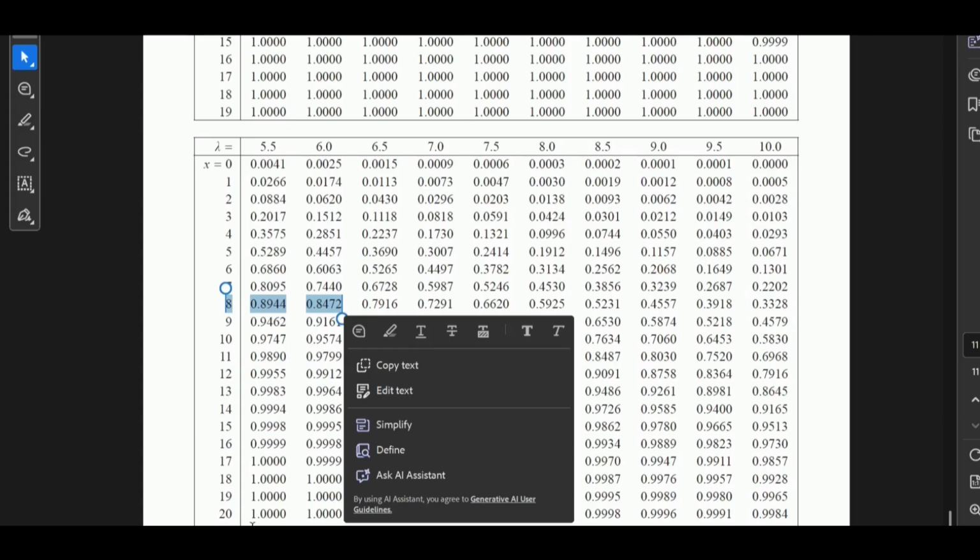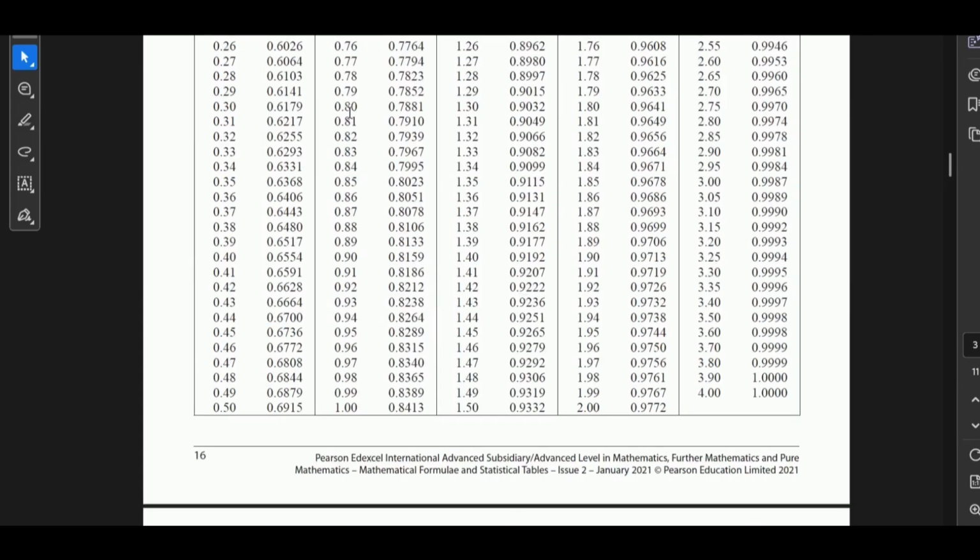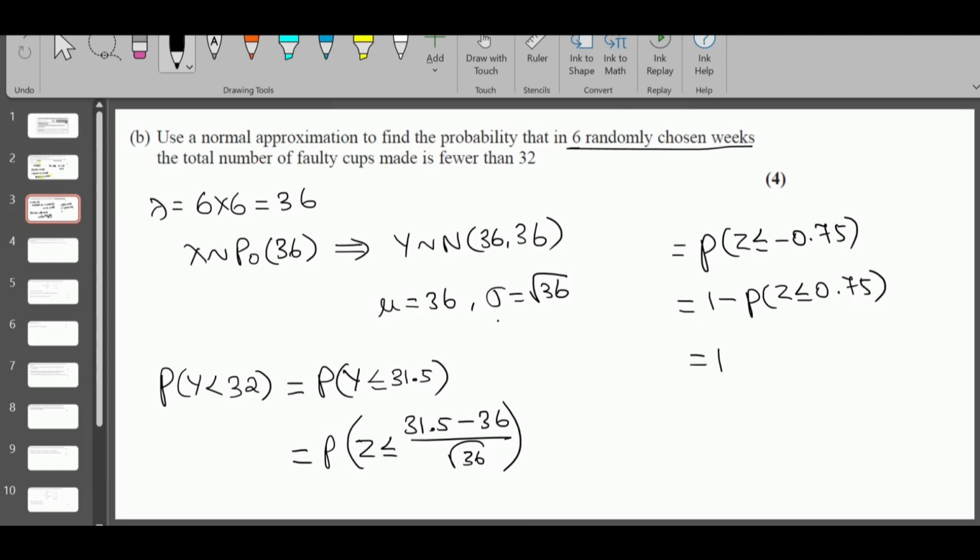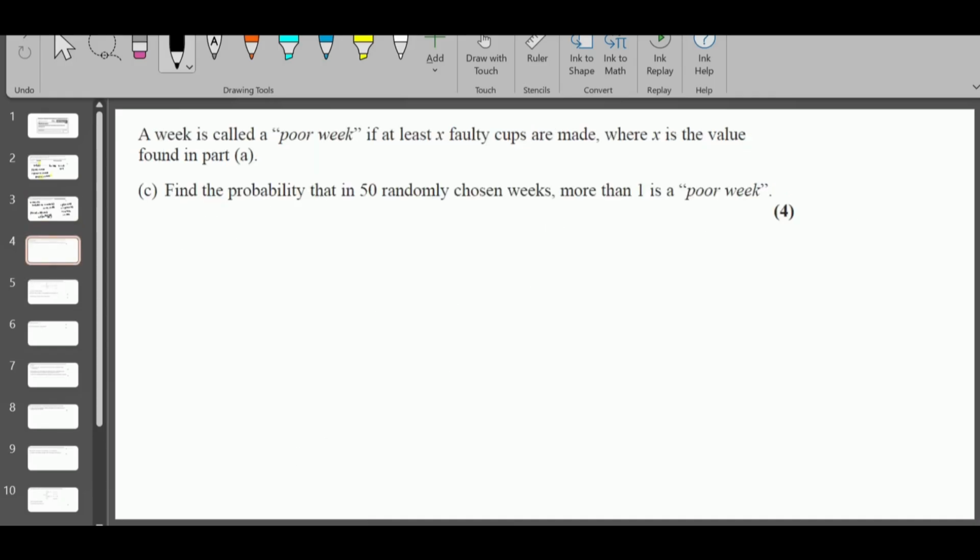Take the table value now. For 0.75, the table value is 0.7734. So 1 minus 0.7734, it's going to be 0.2266. That's all. Let's look at part C now.